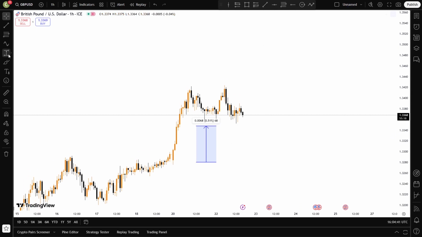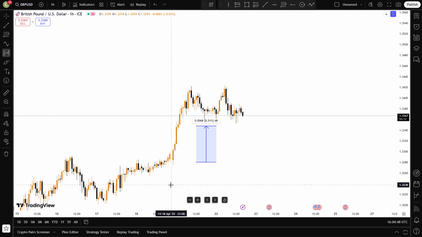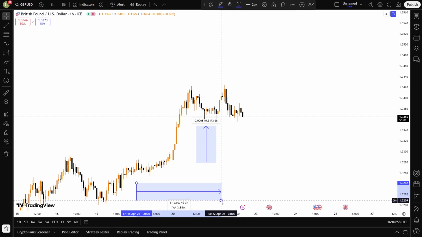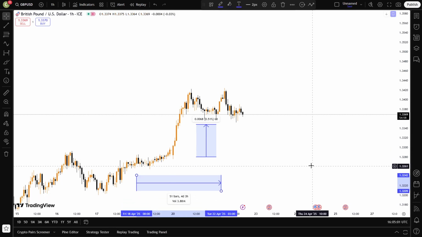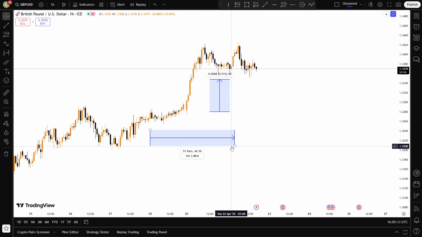And the next one under the measurer is the date range. The date range shows the time duration between two points, and it measures how long price stayed in a range and also indicates the bars within your selected range. For example, as you can see here, I have 51 bars, 4 days, 3 hours. That is how long price stayed within that range, and this is the volume as well.